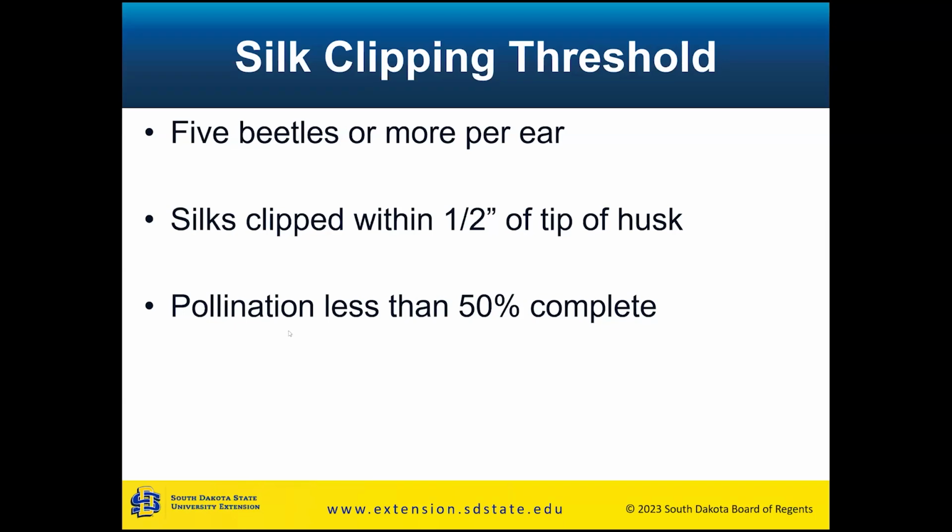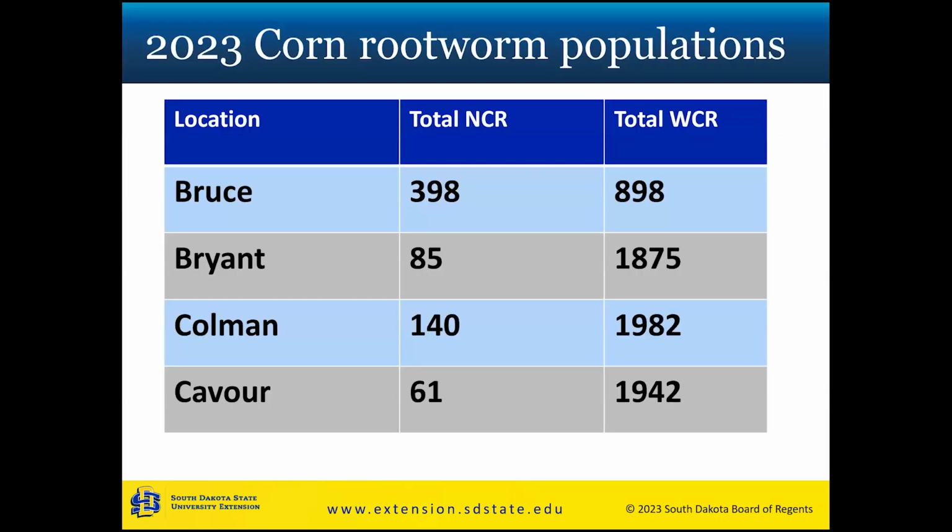And the big thing is pollination needs to be less than 50% complete. And so if you meet these criteria in a season, then it's time to pull the trigger on that foliar insecticide and try to get a plane lined up for some aerial application, because at that time of the year, it's a little hard to get a ground rig through the field.